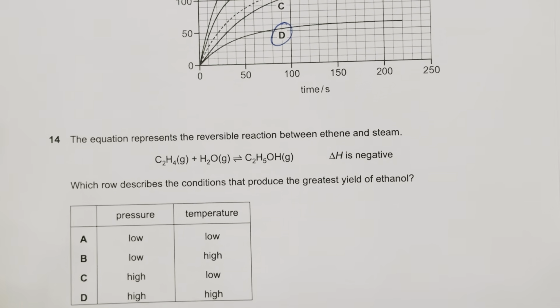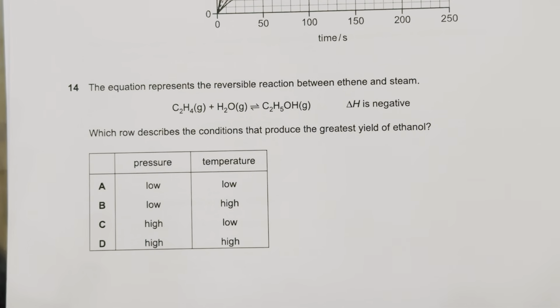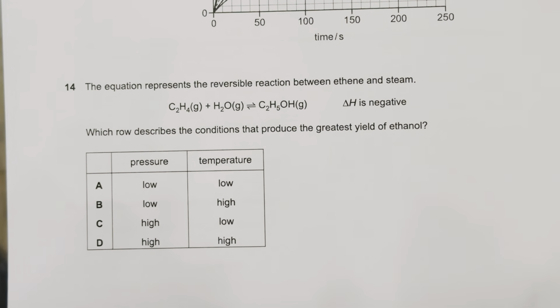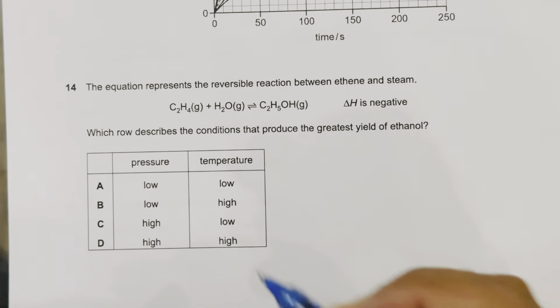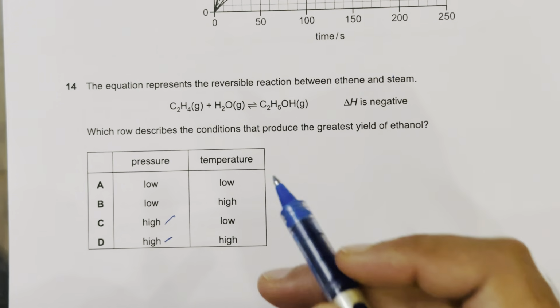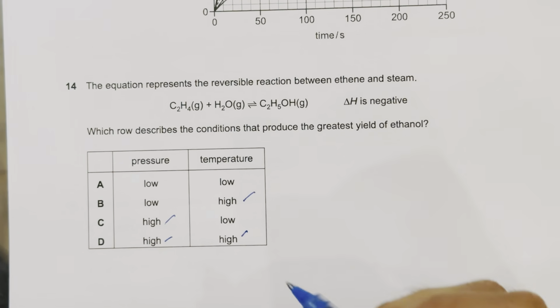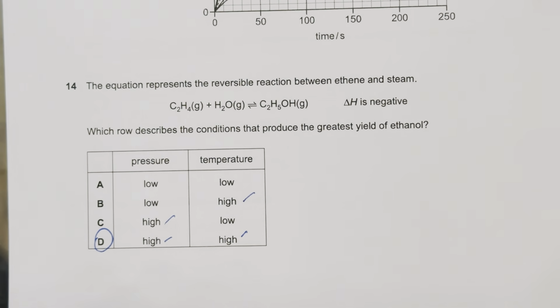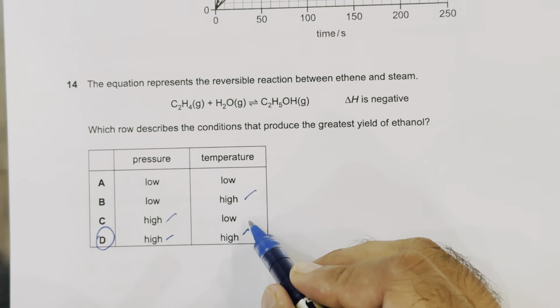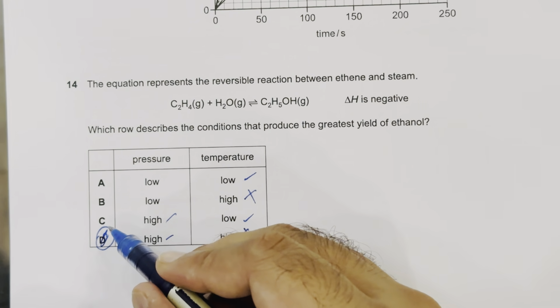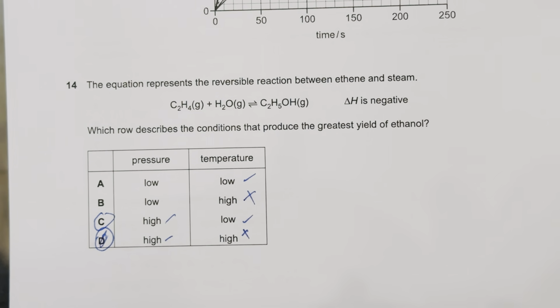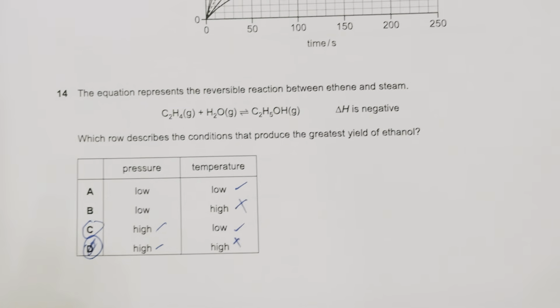Okay, moving to question number 14. The equation represents the reversible reaction between ethene and steam. C2H4 plus H2O would give you alcohol, C2H5OH. Which row describes the conditions that produce the greatest yield of ethanol? So we know that pressure should be high and temperature should also be high to get the greatest yield of ethanol. So option number D is... option number C, its temperature should be low so that particles can move. So that's why option number C is the correct answer over here.